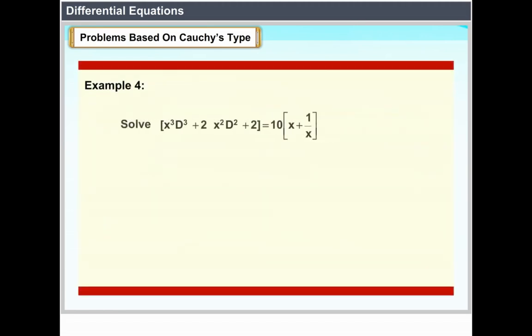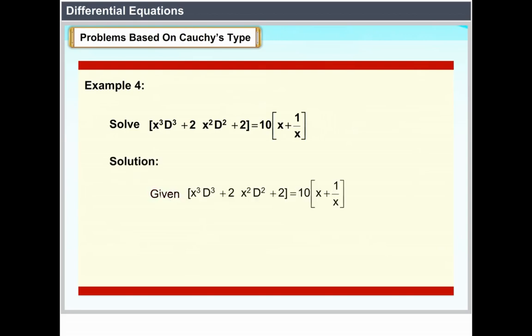Example 4. Solve x cube D cube plus 2x square D square plus 2 equal to 10 into (x plus 1 by x). Solution. Given x cube D cube plus 2x square D square plus 2 equal to 10 into (x plus 1 by x). Put x equal to e power z.